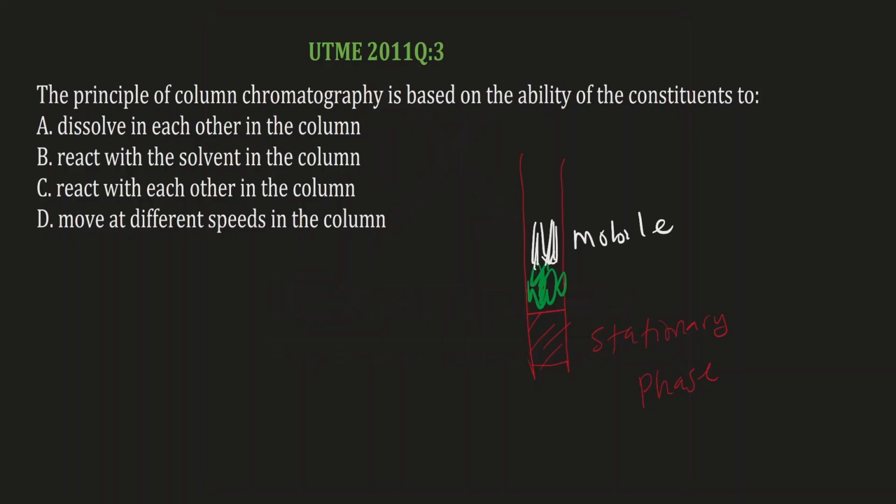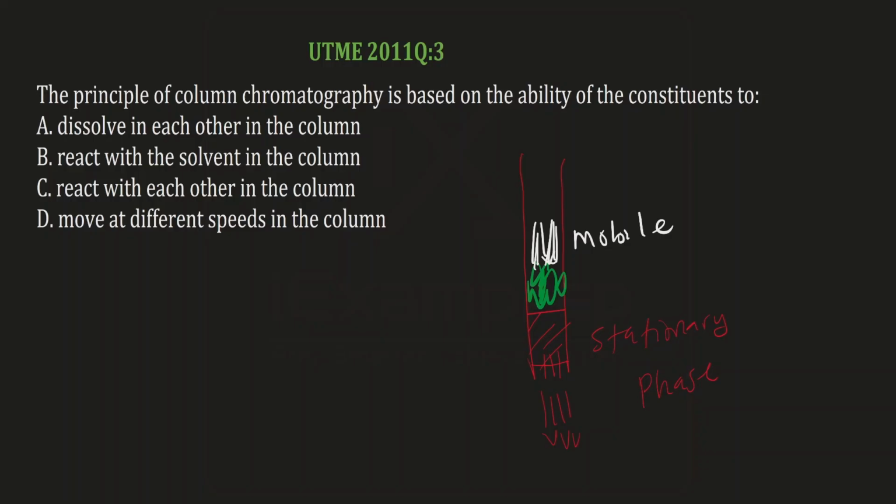So what it means is that as they move down, they are going to have different speeds. So the one that will have the greatest speed will be the component that does not adhere greatly on the stationary phase. So it's going to come out first and it is going to have a greater speed. While the one that has the least speed will be the one that has the greatest degree of adhesion on the stationary phase. So that is how column chromatography is done.